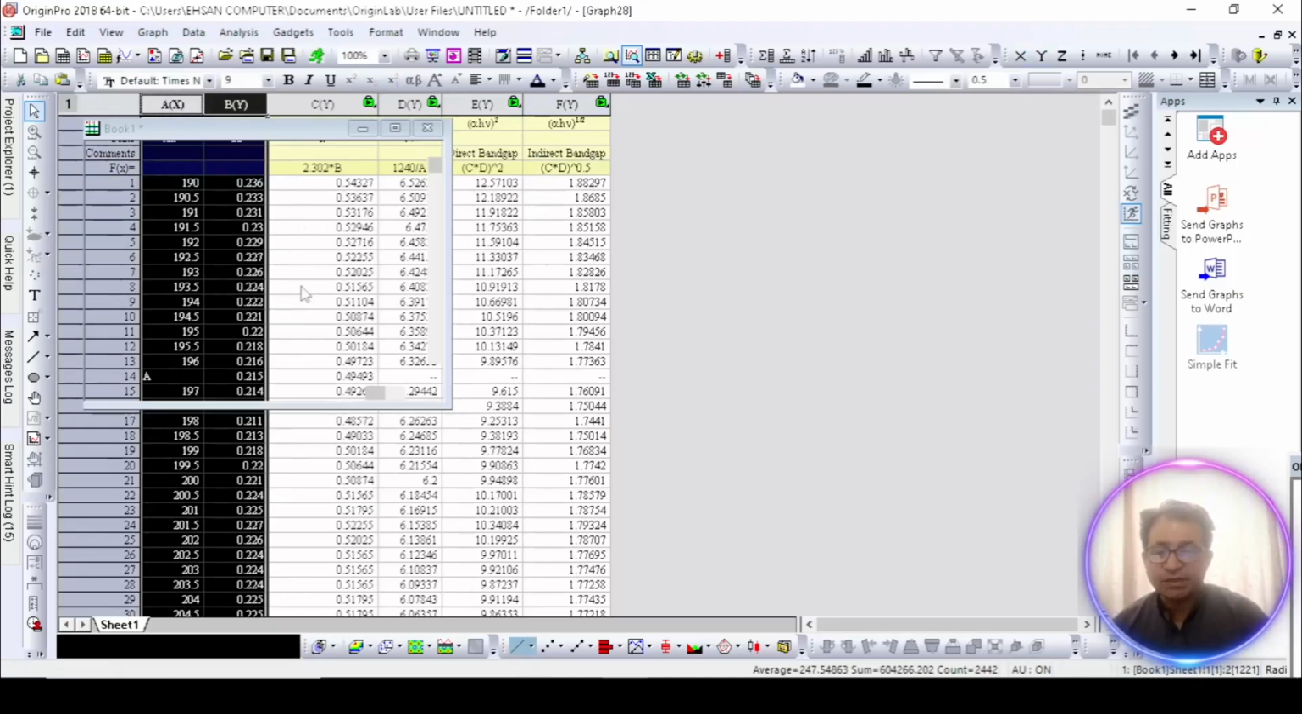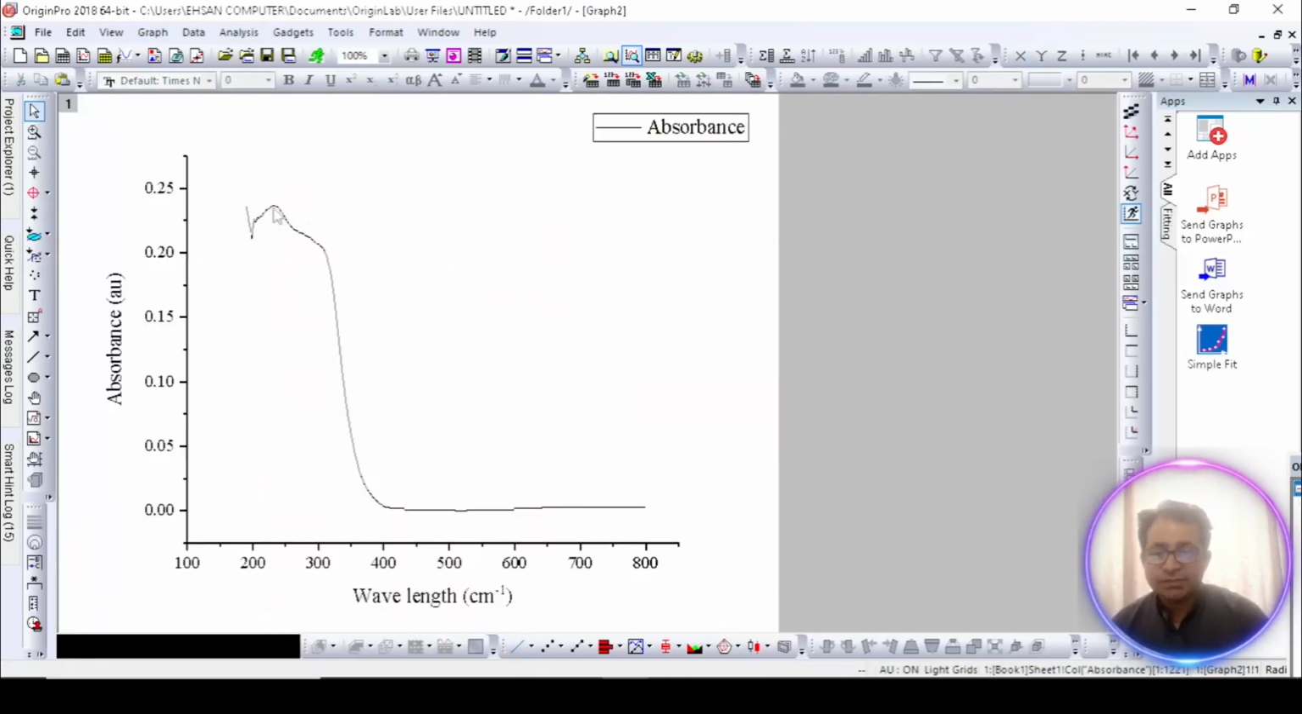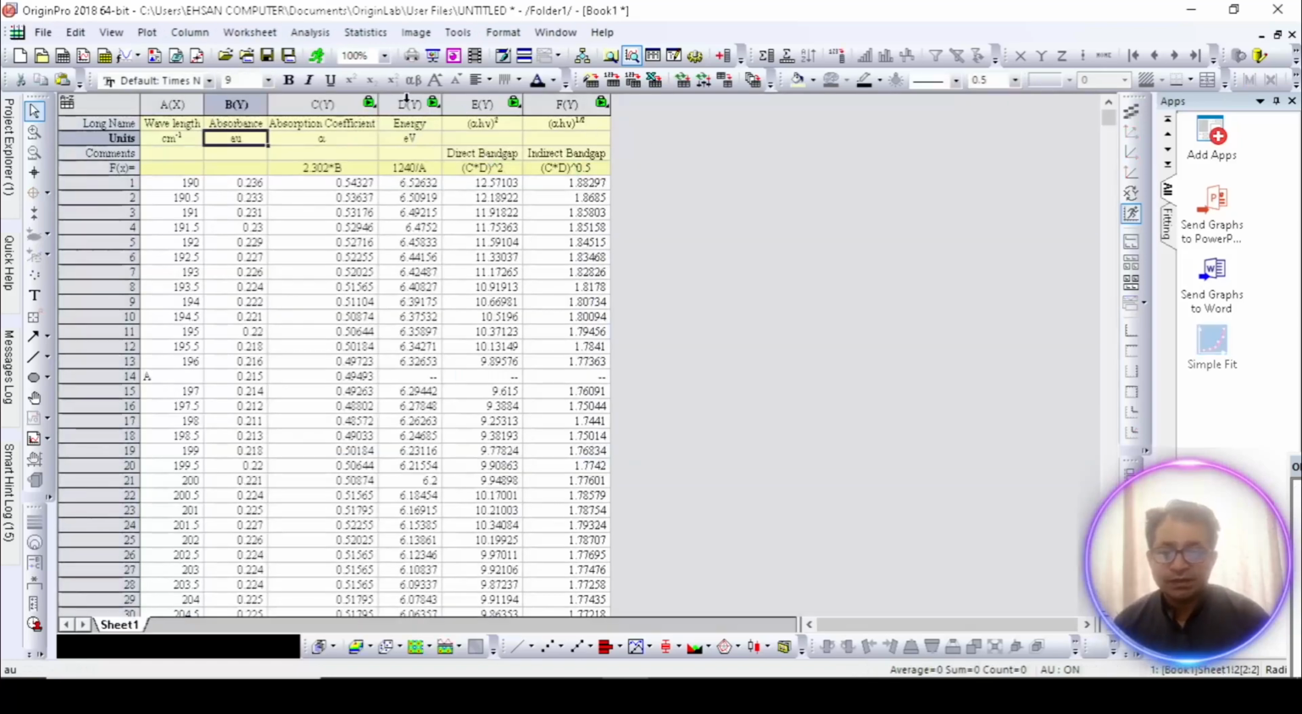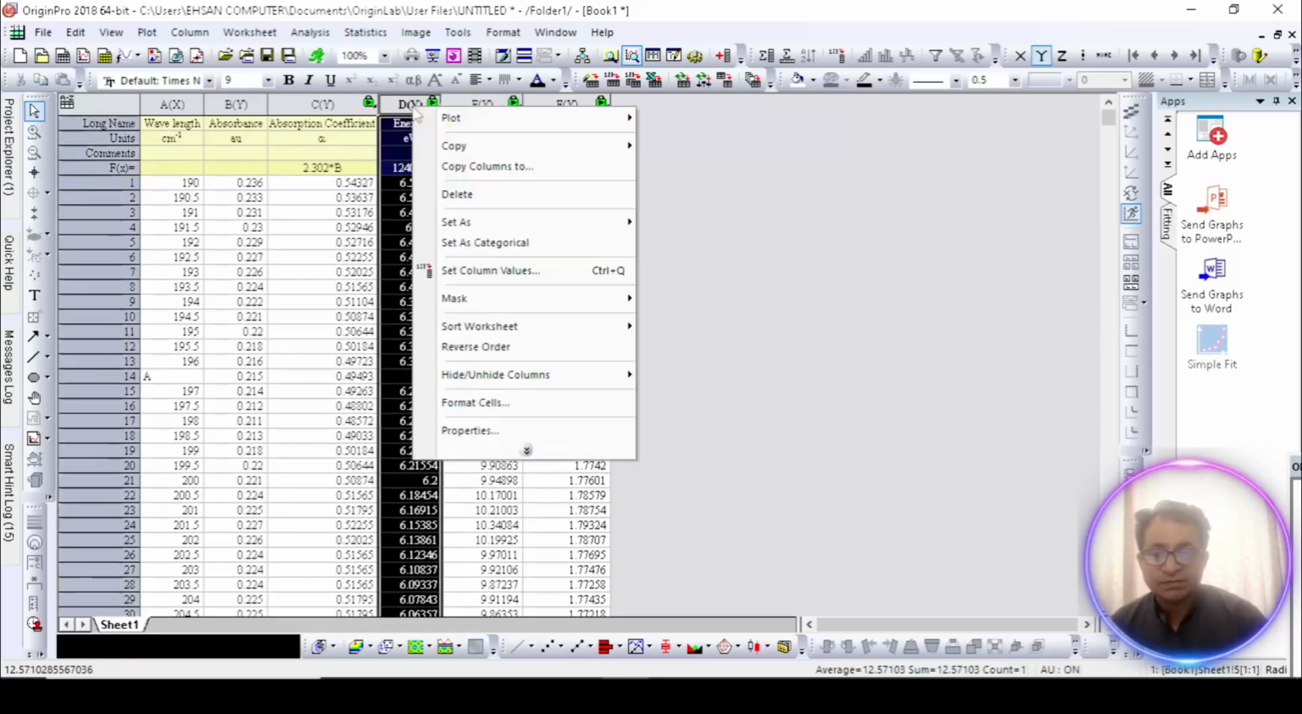Now we will take our initial graph of the absorbance. This is our graph for the absorbance. You can increase its line width. So this is the graph of our absorbance. Then we will go to our book again and make the graph for the direct and indirect band gap, and the one which gives the best fit with the x-axis, that will be our best fit.